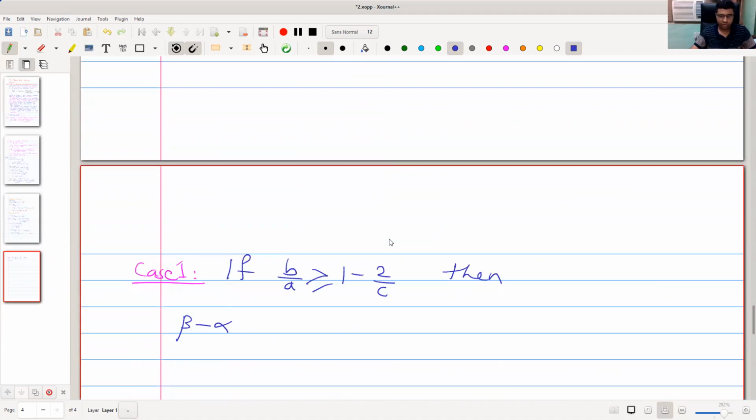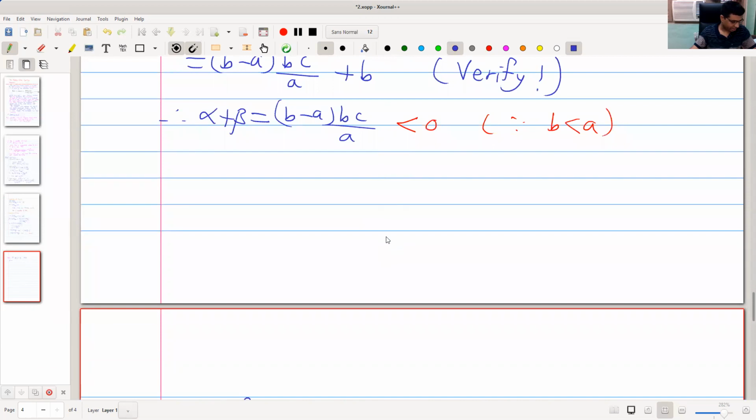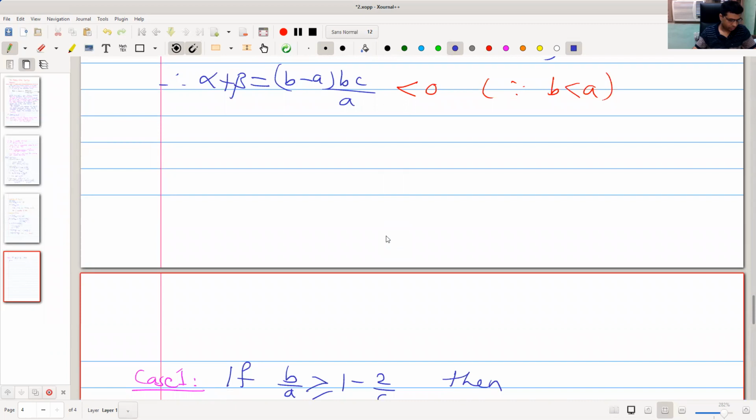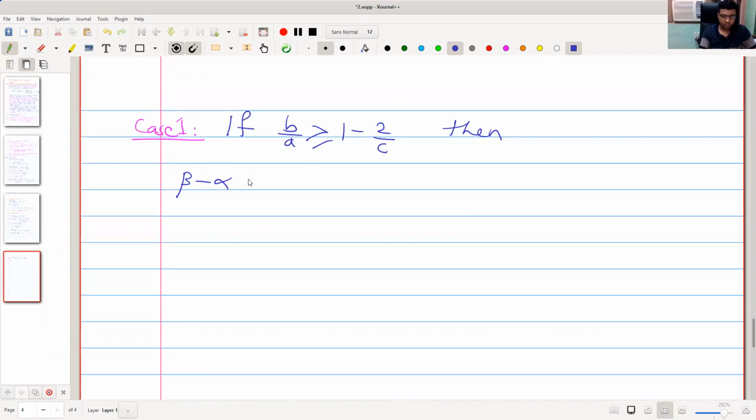Okay, that means plus 2b. B minus a, bc by a, plus 2b. Okay, now this b by a is greater equal 1 minus 2 by c. Okay, so we need to simplify this thing.